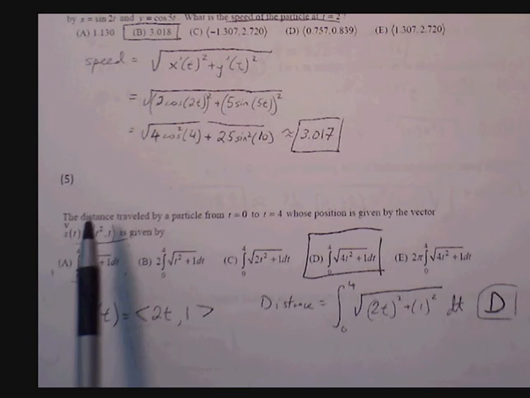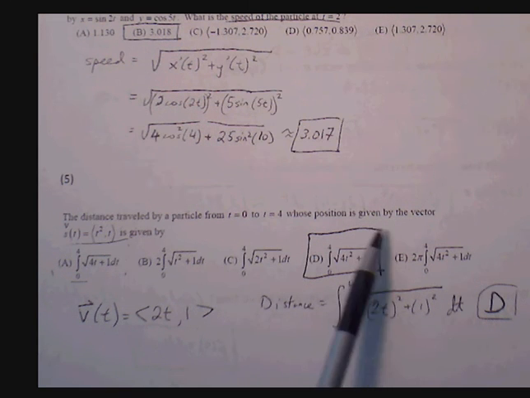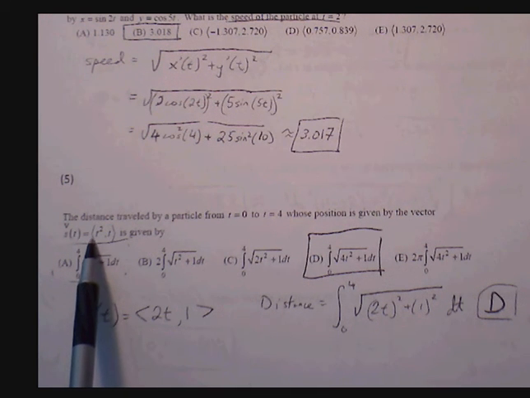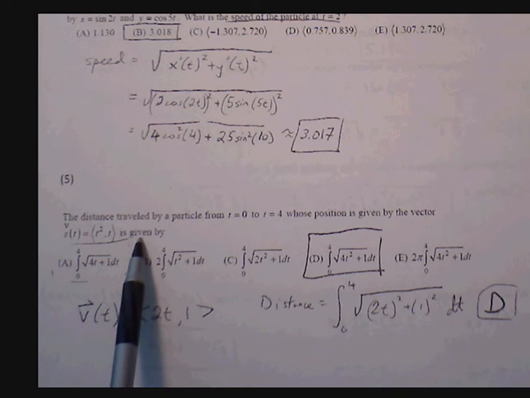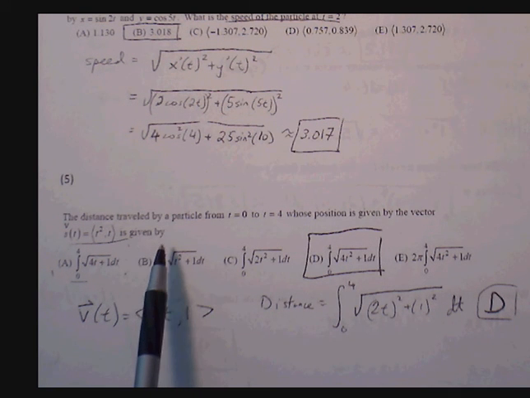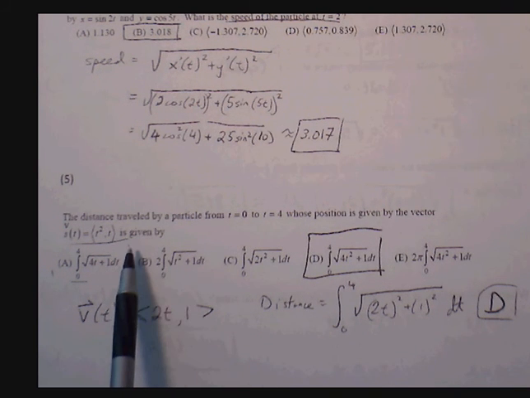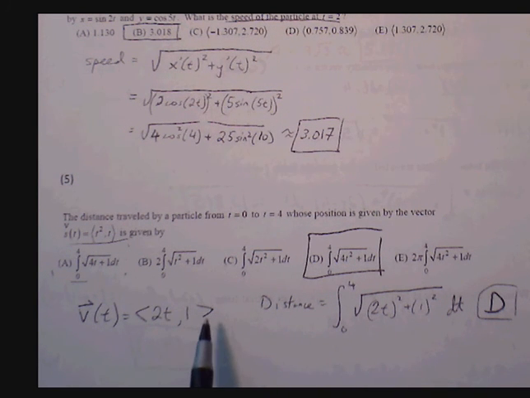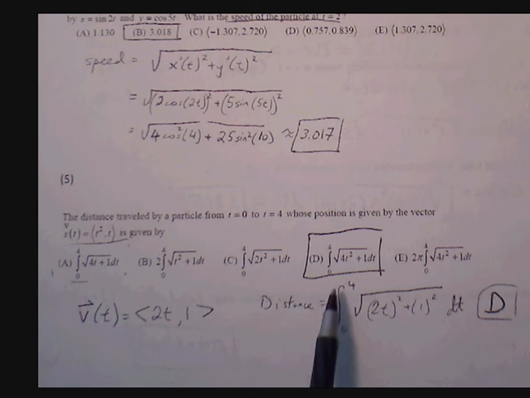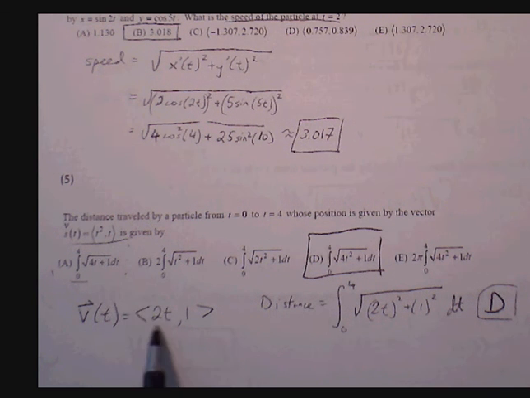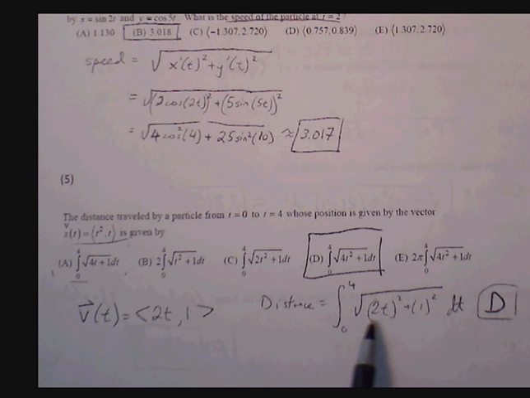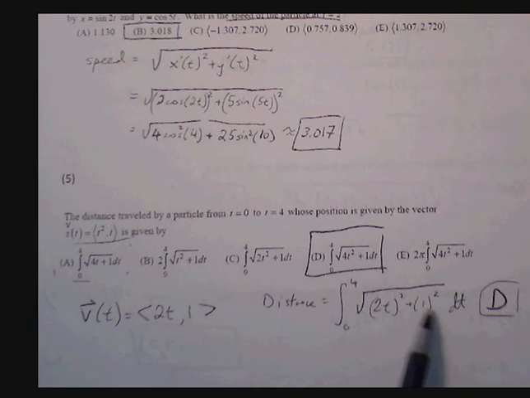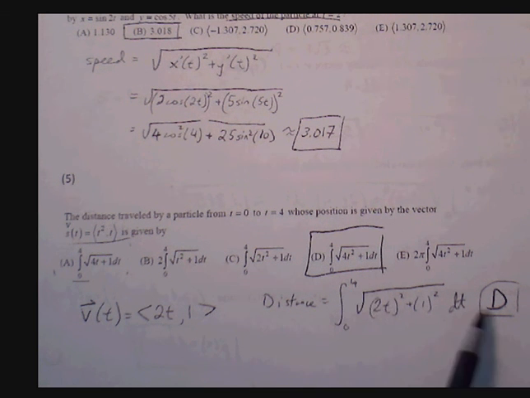Okay, number 5, distance traveled from 0 to 4 is given by the vector (t squared, t). So the distance traveled is just going to be the definite integral from a to b of the magnitude of the velocity. So we need to find the velocity vector first. So t squared becomes 2t, t becomes 1, and we plug this into our formula. So the integral of the square root of (2t) squared plus 1 squared from 0 to 4, and that matches the form for part D.